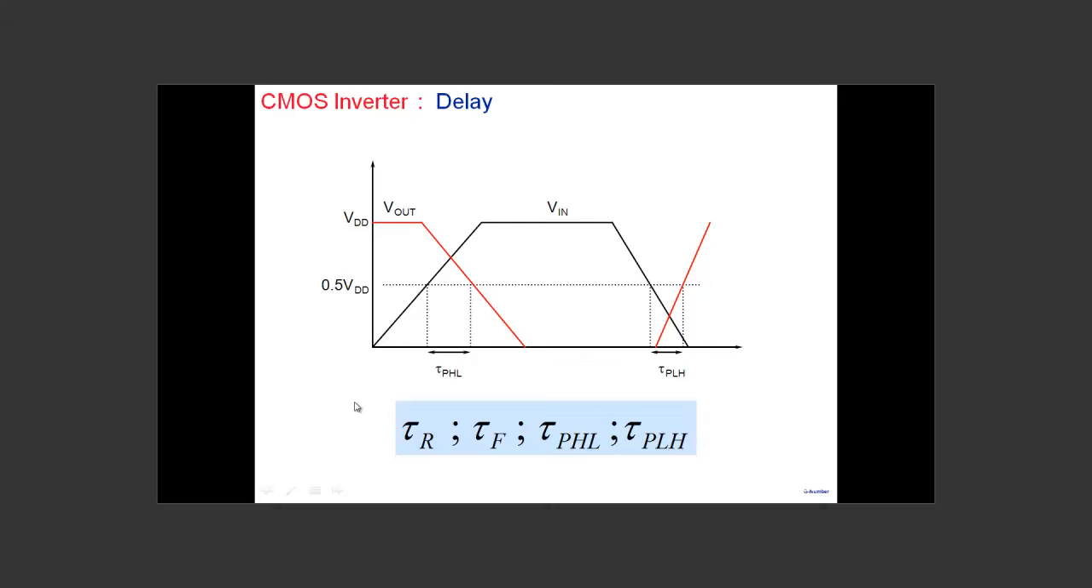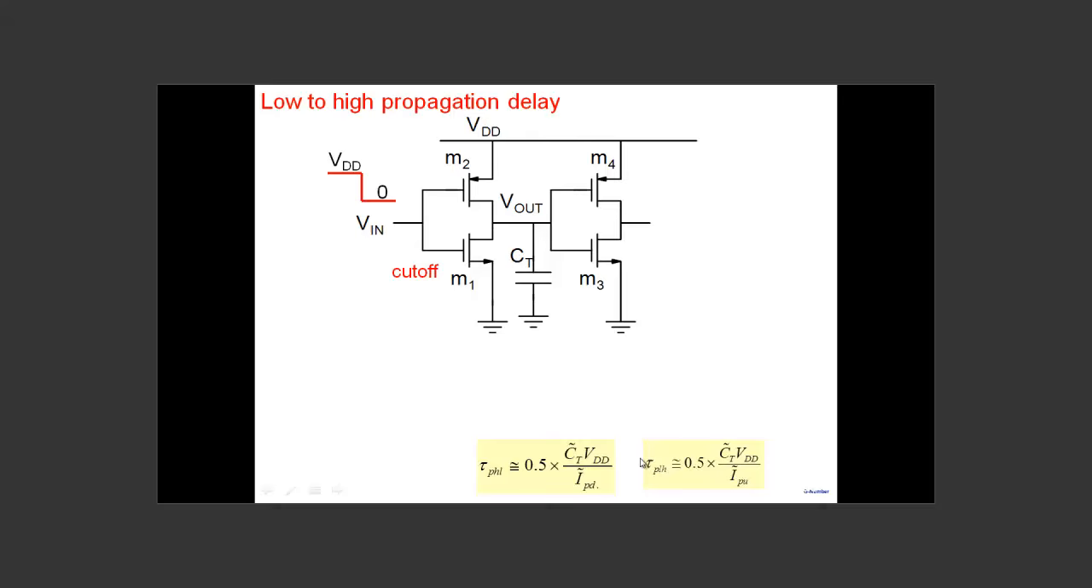All right, so what we want to do is understand propagation delay and find out the factors which determine the propagation delay of an inverter. As I said, although we are discussing the inverter in great detail, the other gates are all very similar. Whatever we say about an inverter is true in general about other gates also. So let's look at the propagation delay.